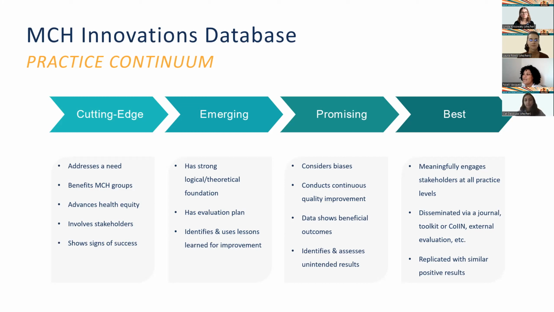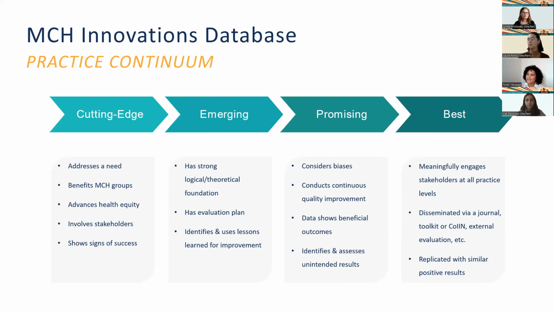And so the last designation we have is best practice. And so the best category meaningfully engages stakeholders at all practice levels. By this point, to be considered a best practice, they would have had their work disseminated via journal, a toolkit, external evaluations, things like that. And something that we actually do help others with is replicating. Their practice has been replicated by other people and it has had positive and similar results.